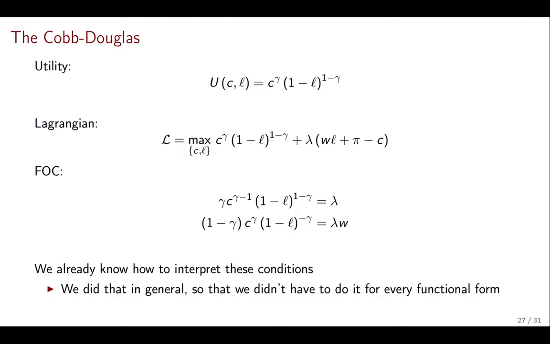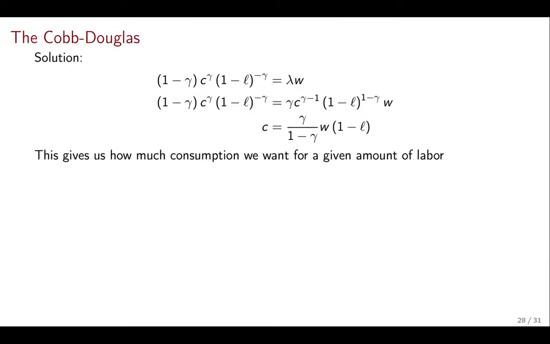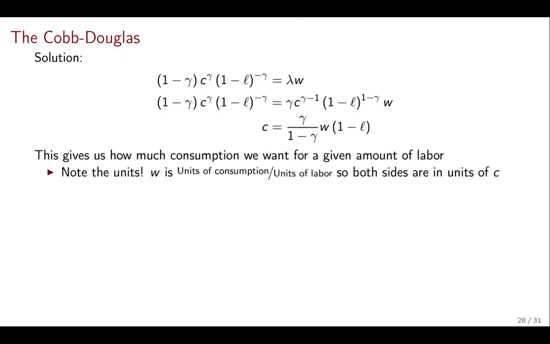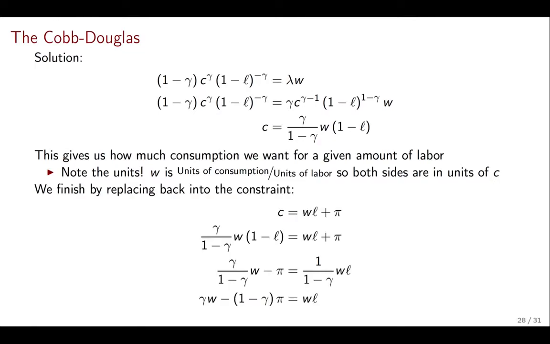All right? So, you can then use the two conditions. We can replace lambda out of the condition for labor. We can then cancel out terms, and this actually gives us a value for consumption as a function of income. You can always be checking, do we have the right units? And so in this case, W is in units of consumption per units of labor. 1 minus L is in units of labor. They cancel nicely so that we get units of consumption on both sides. So we know we did it correctly.